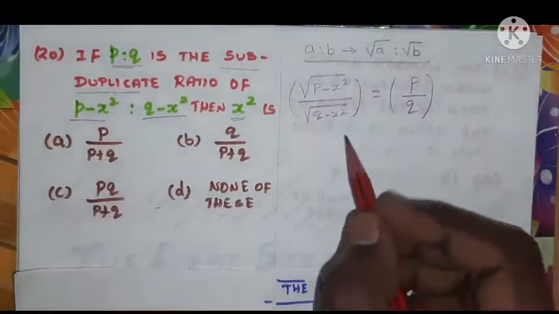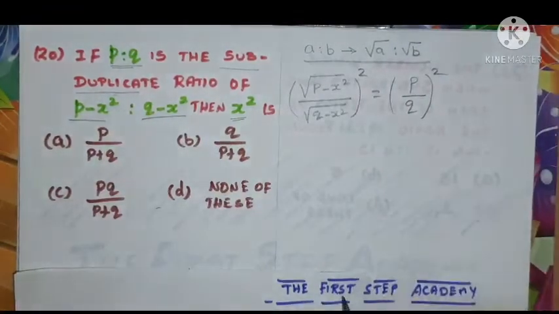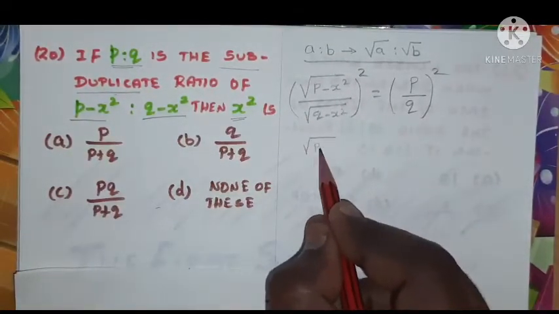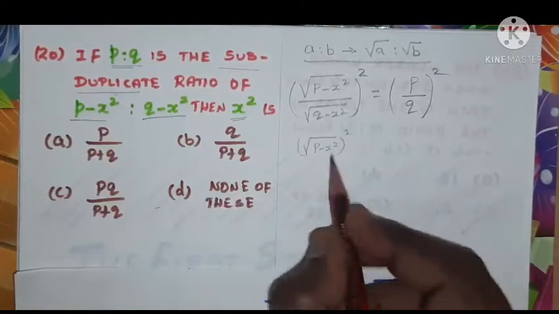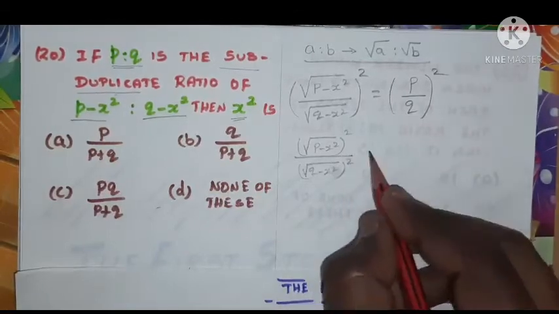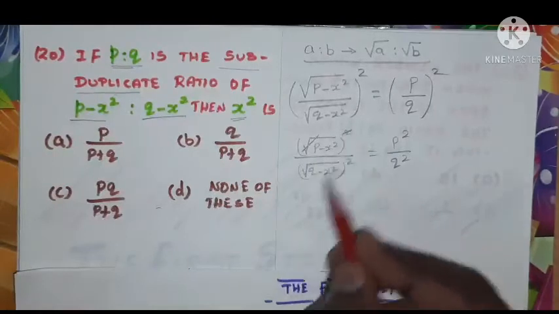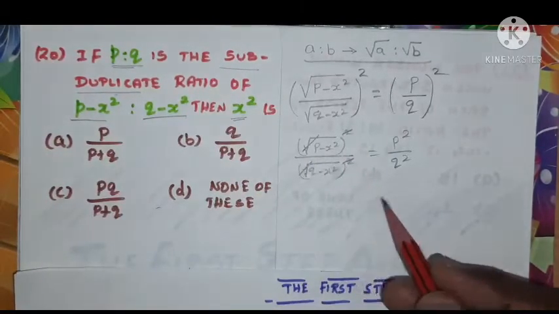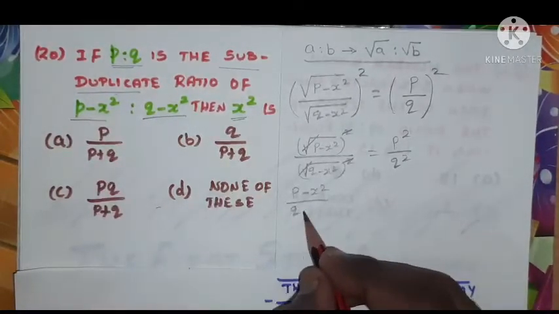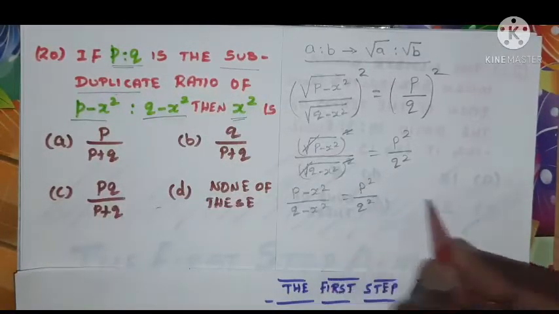Right? Fine. Now what we are going to do is square on both sides. Right? What will happen? Look out. Square will go inside. So square root of P minus x squared whole squared divided by square root of Q minus x squared whole squared, which is equal to P squared by Q squared. Now the square root and square will cancel. Hence P minus x squared divided by Q minus x squared is equal to P squared by Q squared.